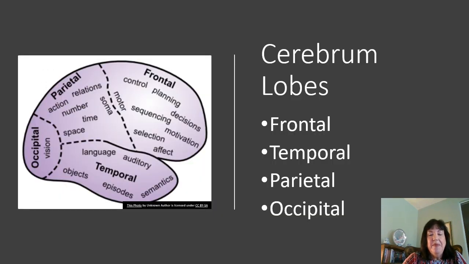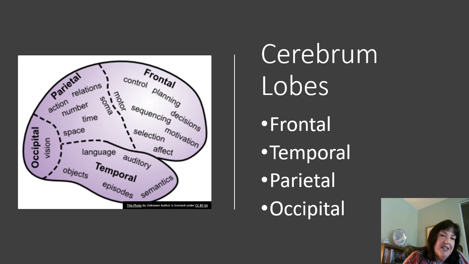The cerebrum, remember we talked about the area of the brain that is the cerebrum, and it's at the top, the front, the sides, and this is divided up further into lobes. So you have the frontal, temporal, parietal, occipital lobes. And if you take a look at the diagram I have here for you, you can see the main functions of each one of these different lobes.